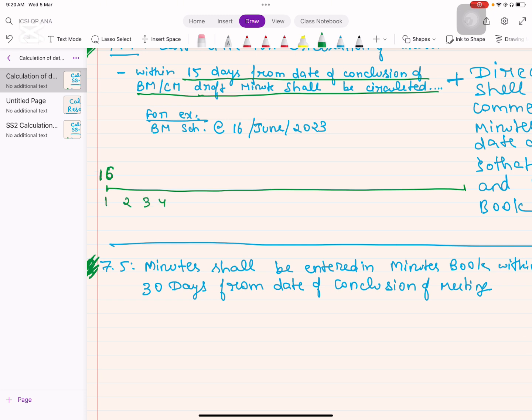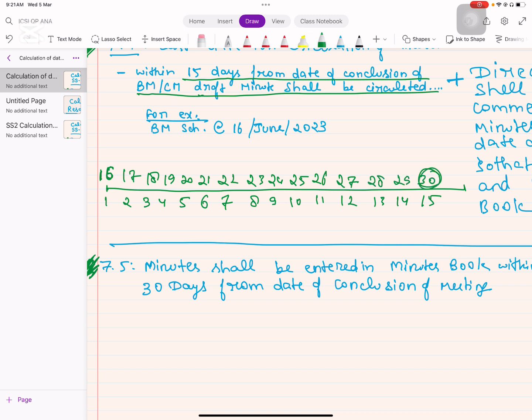1, 2, 3, 4, 5, 6, 7, 8, 9, 10, 11, 12, 13, 14, 15, 16, 17, 18, 19, 20, 21, 22, 23, 24, 25, 26, 27, 28, 29, 30. Now, this 30th June will be our answer.